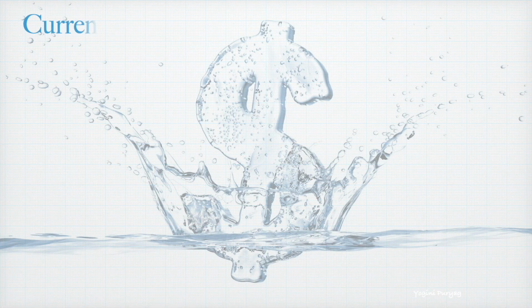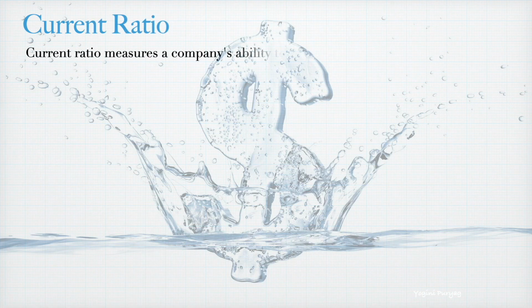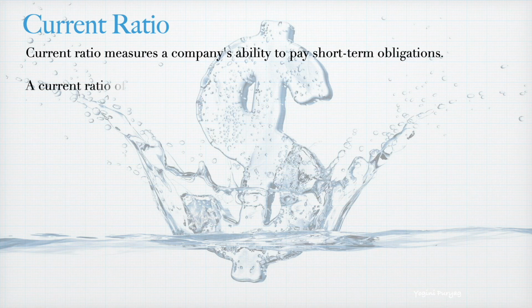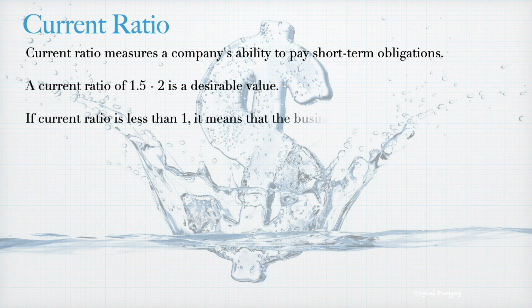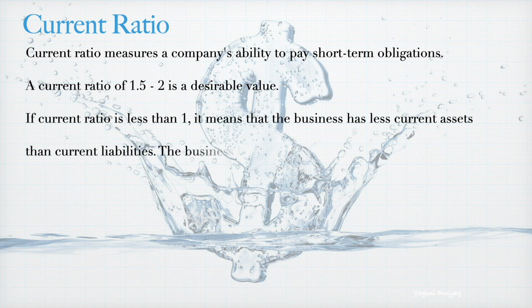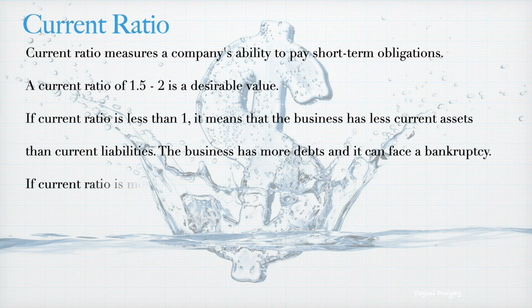Current ratio. Current ratio measures a company's ability to pay short-term obligations. A current ratio of 1.5 to 2 is a desirable value. If current ratio is less than 1, it means that the business has less current assets than current liabilities. It means that the business has more debts and it can face bankruptcy.